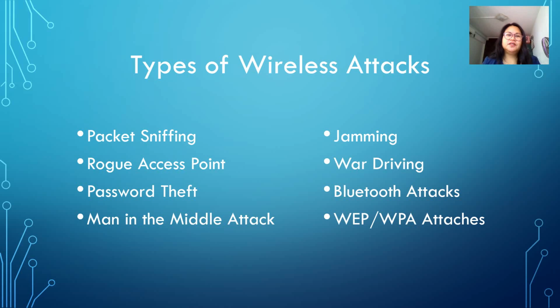Then we have the rogue access point. It is a wireless access point that has been installed on a network's wired infrastructure without the consent of the network's administrator or owner, thereby providing unauthorized wireless access to the network's wired infrastructure. Then we have password theft. Password attacks are one of the most common forms of corporate and personal data breach. A password attack is simply when a hacker tries to steal your password.